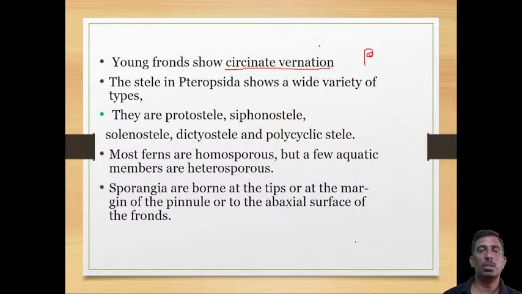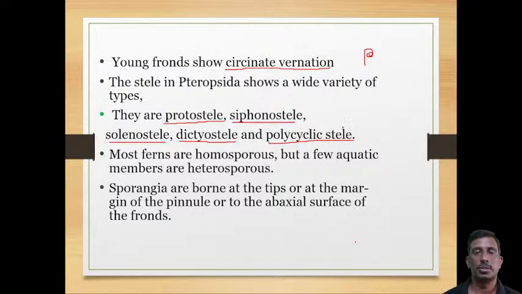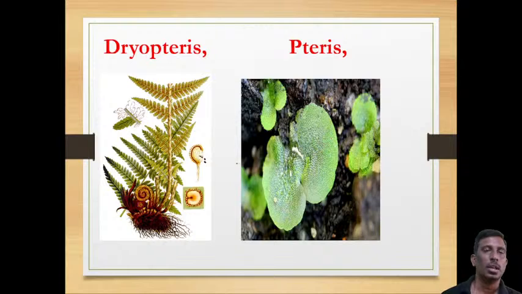In the stele of Pteropsida, there is the simple protostele, as well as well-developed siphonostele, solenostele, dictyostele, and polycyclic stele, which are the well-advanced steles. Most of them are homosporous; very few are heterosporous, very few are aquatic as well as heterosporous. Sporangia are produced on the margin of the pinnule. Examples of Pteropsida are Dryopteris and Pteris.